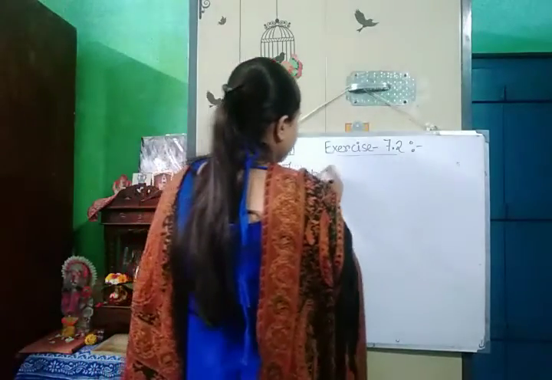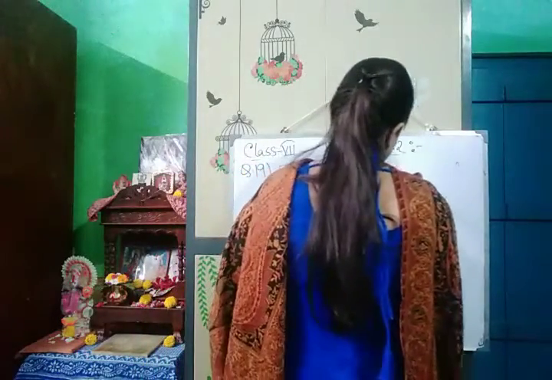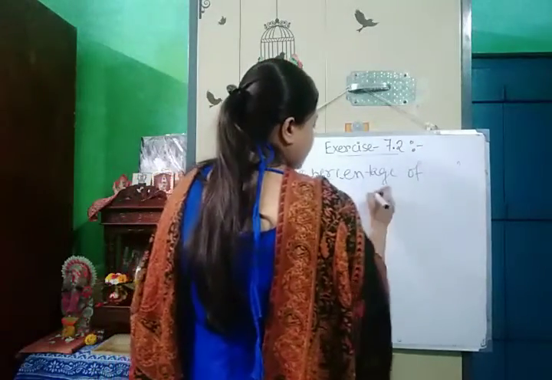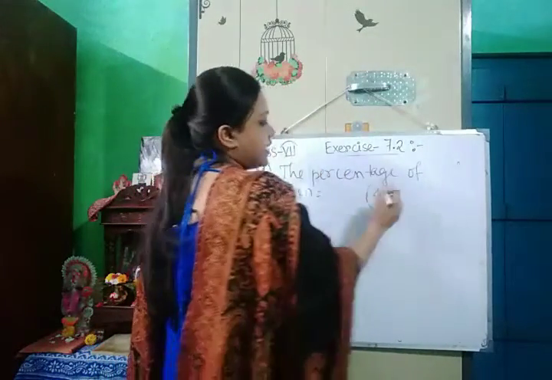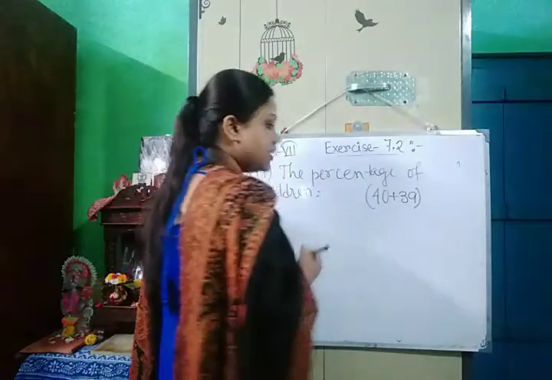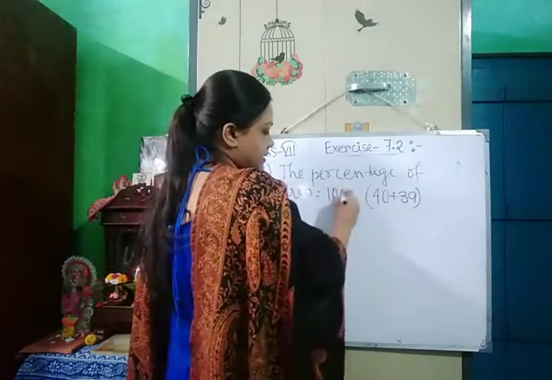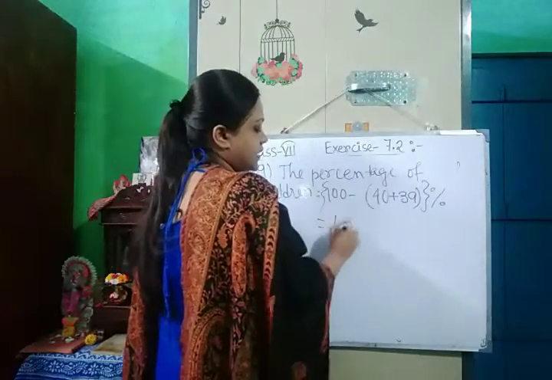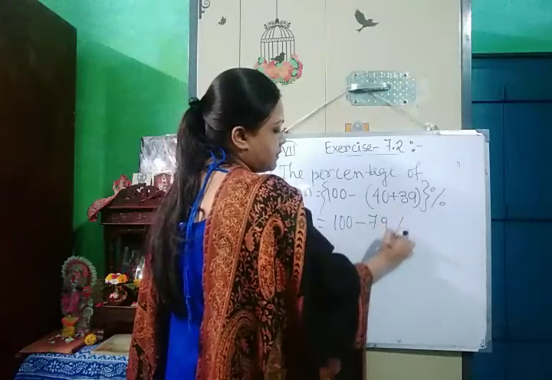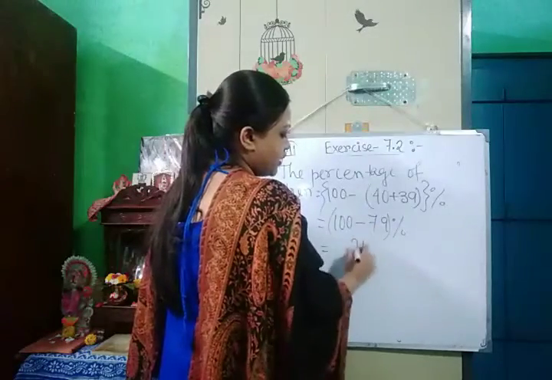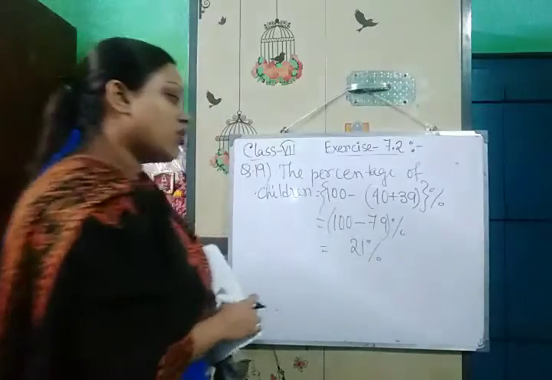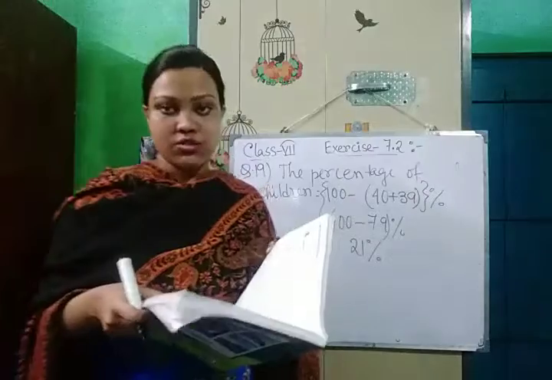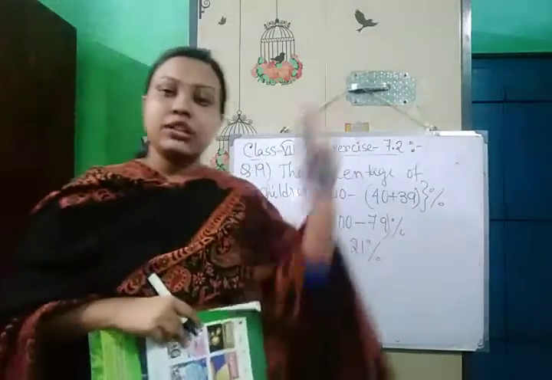The percentage of children. So 40% is the percentage of men, 39% are female or women. So 100 minus this total percentage will be the percentage for children. That means 100 minus 79%. That means 21% is the percentage of children. Okay, 21%. Now the number of children is also given. We know the percentage of children, we know the number of children.